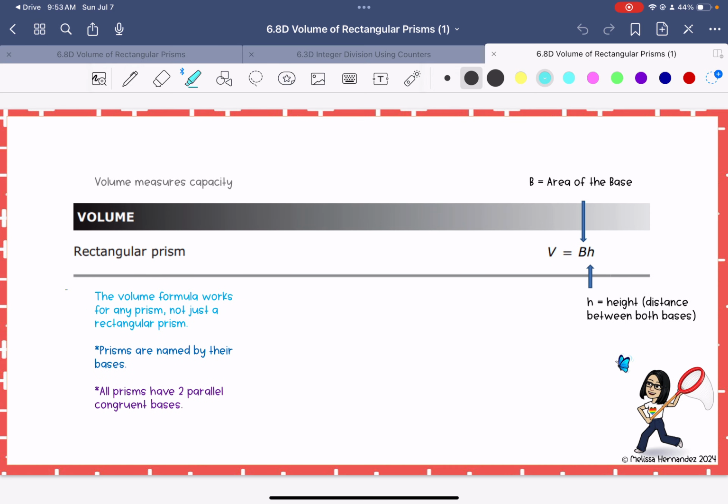Let's remember that volume just measures capacity, and our formula for volume of a rectangular prism is volume equals area of the base times height, and our height is just the distance between both bases. This formula not only works for a rectangular prism, it works for all prisms. And prisms are named by the shape of their bases, and all prisms have two parallel congruent bases. All right, let's go ahead and get started.